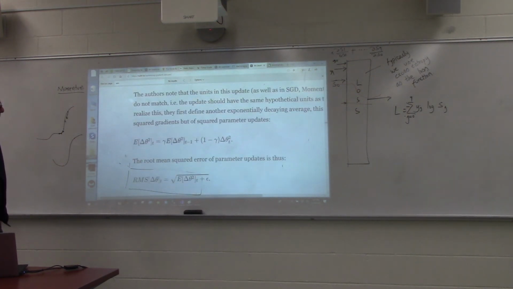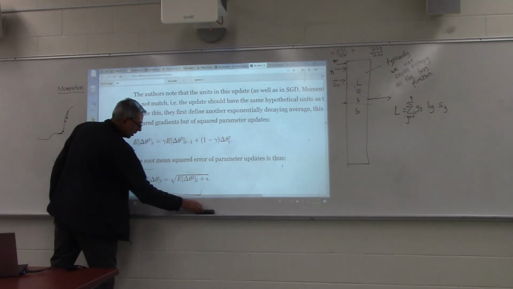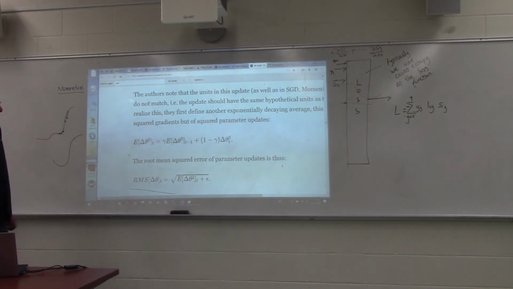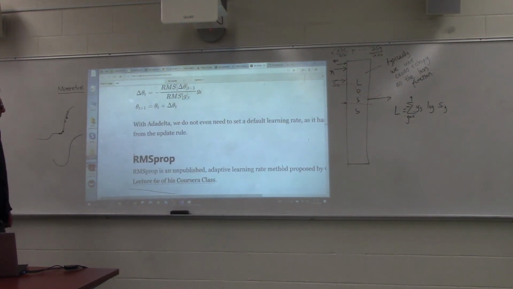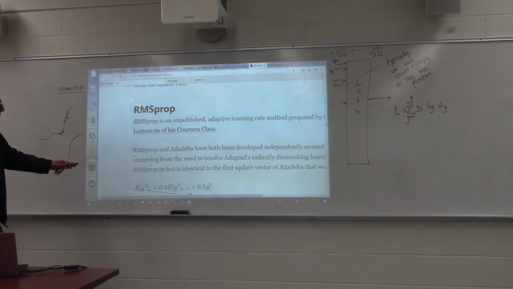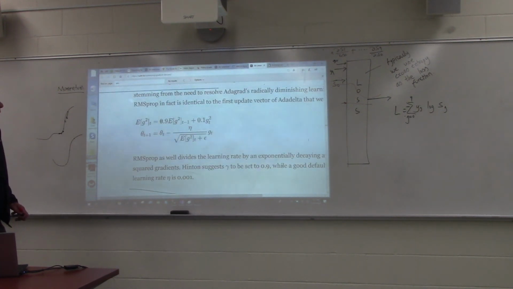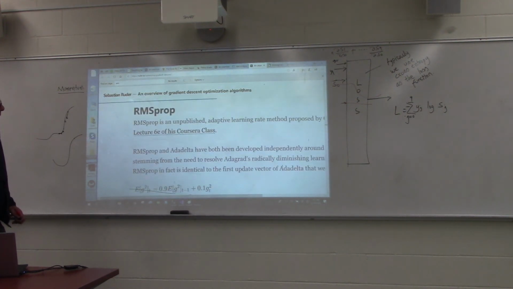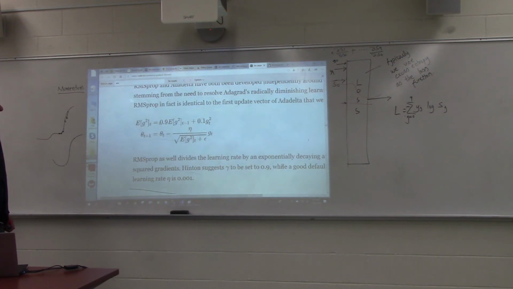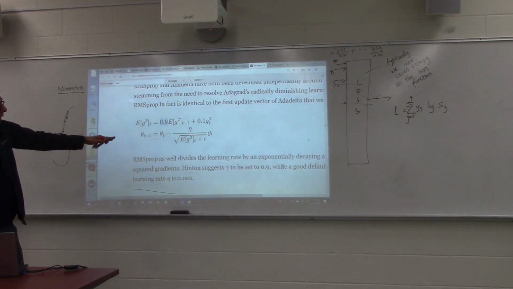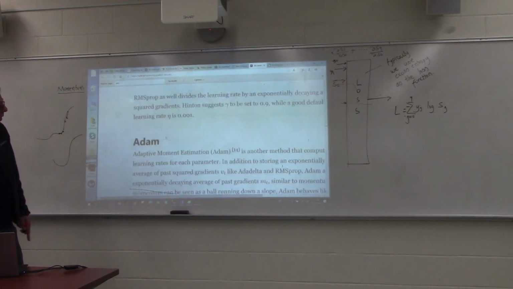Okay, so now let me come to, I think we can skip this one. We can skip this one. Again, the same idea you can see in RMS prop. Previous history is, again, they just fixed it rather than giving it a gamma as a variable parameter. Otherwise, it's exactly the same as before.